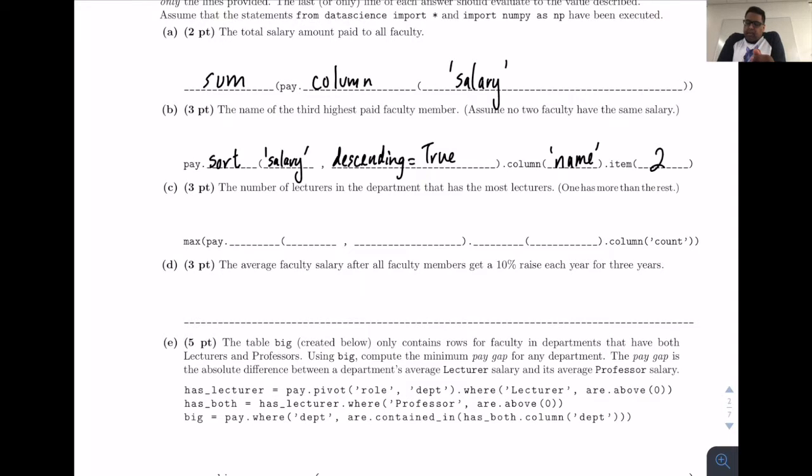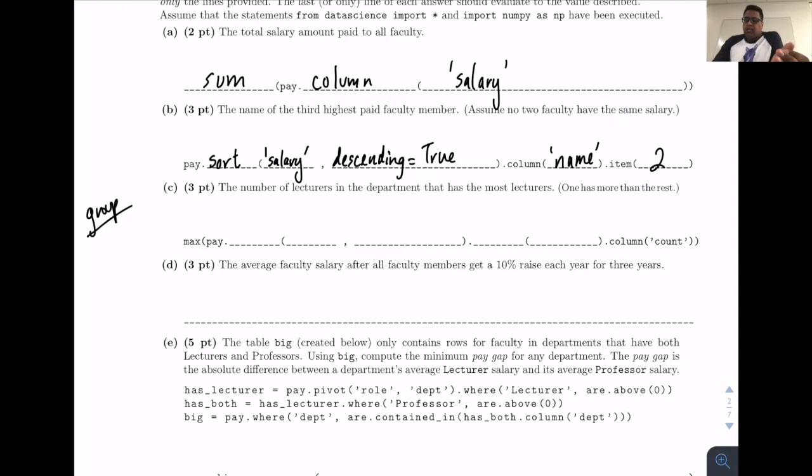Okay, so problem C, we want to find the number of lecturers in the department that has the most lecturers, assuming that one department has more lecturers than the rest, right? So thinking back to our experiences in homeworks and whatnot, what Python function did we always use to find out the number of instances of a certain column? If you get what I'm getting at, that was group, right? Group by default, when we specified a column name, it would tell us the number of times that any of the rows belong to that type of column. So we know that group might be something we want to use here.